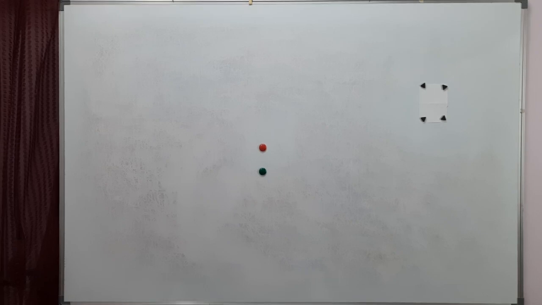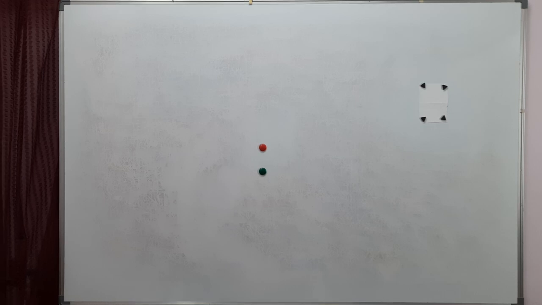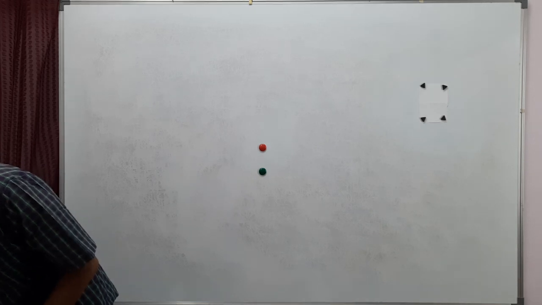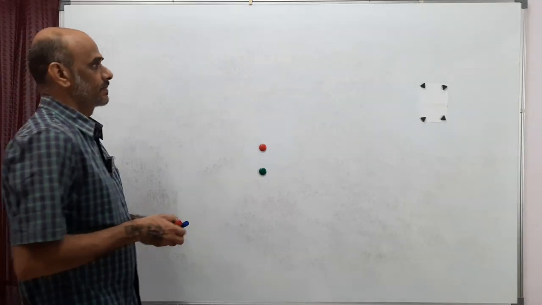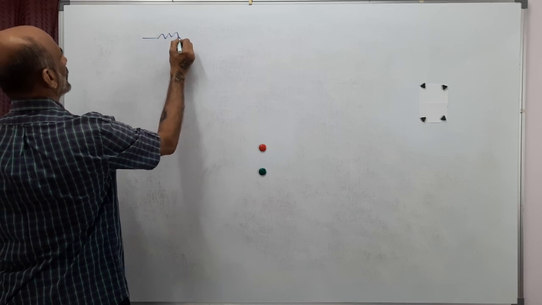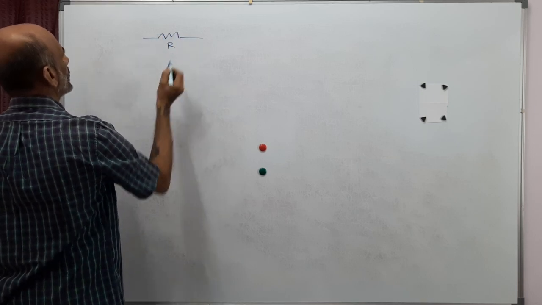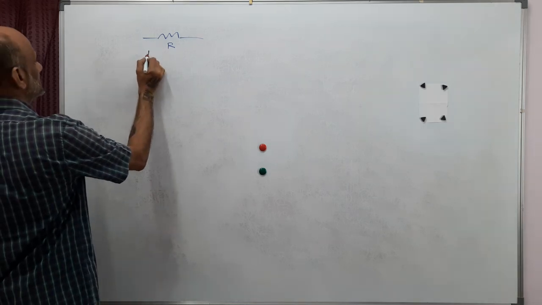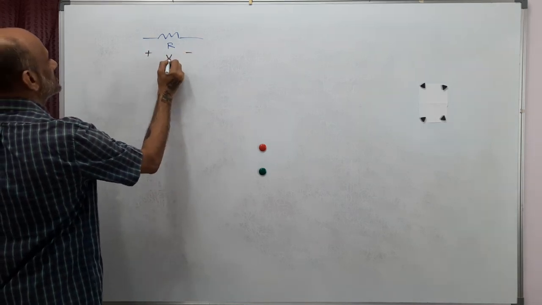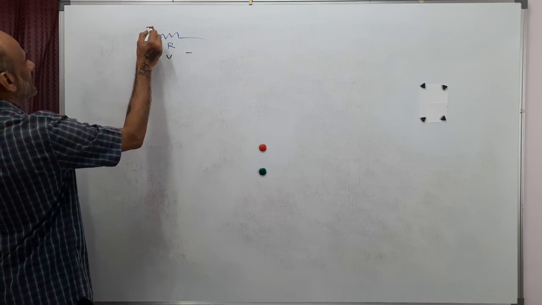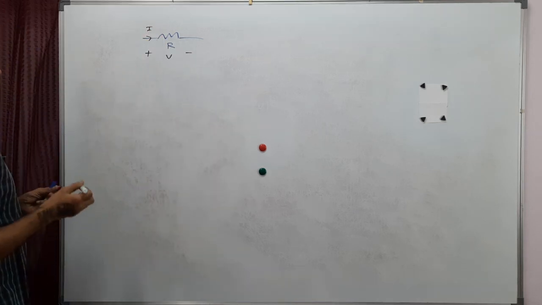In this video, I will discuss a JEE Advanced PYQ from the topic alternating current. First, I'll discuss some basics. For a resistor, when the voltage drop, say V volts, is applied across it, the current I will start flowing in it if there is a closed path.